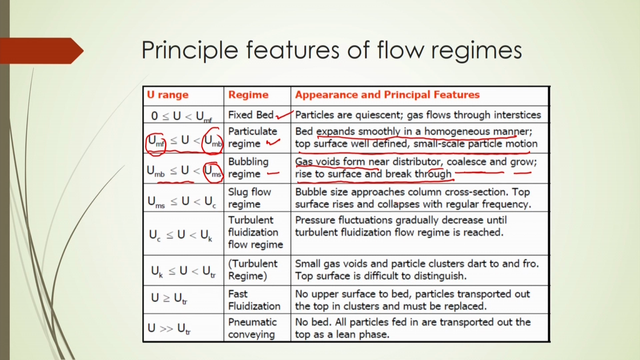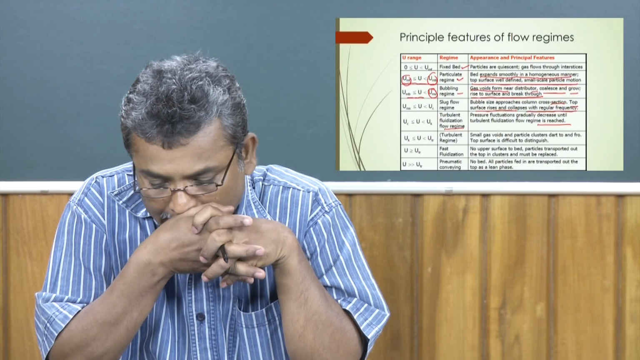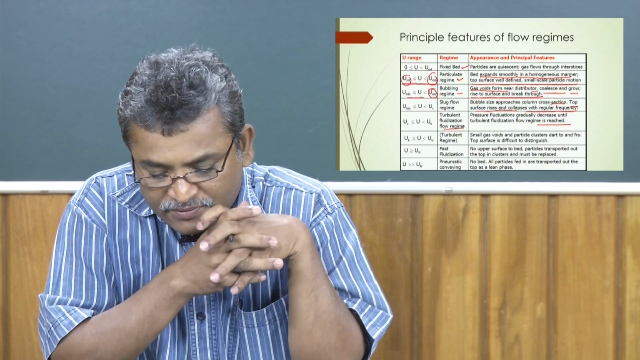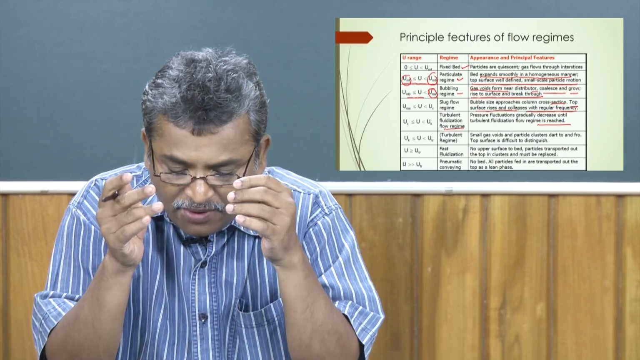Whereas in slug flow, the bubble size approaches the column cross section, and the top surface rises and collapses with regular frequency. In the turbulent fluidization flow regime, you will see the pressure fluctuation gradually decrease until the turbulent fluidization flow regime is reached. In the turbulent regime, small gas voids and particle clusters dart to and fro, and the top surface is very difficult to identify.